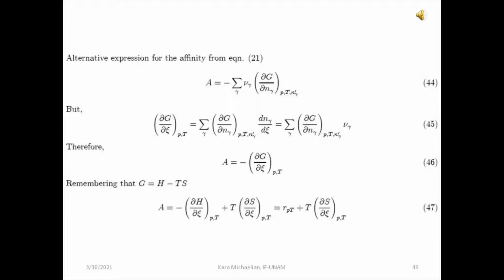So R is actually the heat which is given off by the reaction. If it's exothermic, it will be positive. If it's endothermic, it would be negative. The last term of equation 47 represents how the entropy of the system is changing with respect to the advancement of the reaction at constant pressure and temperature.